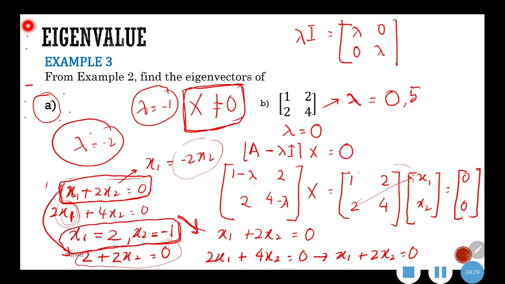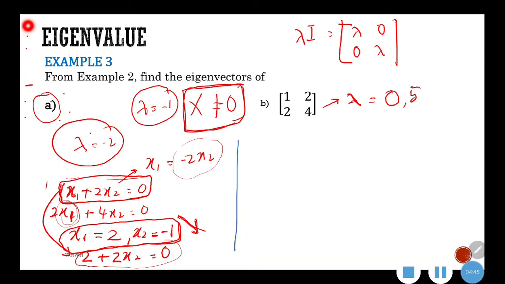We get the answer x1 equals 2, and x2 equals -1. So one possible answer that I have now is our matrix X with x1 equals 2 and x2 equals -1.